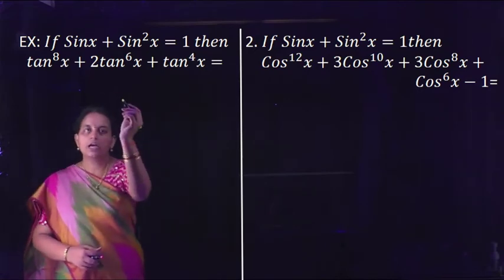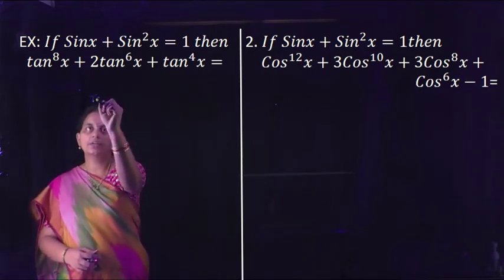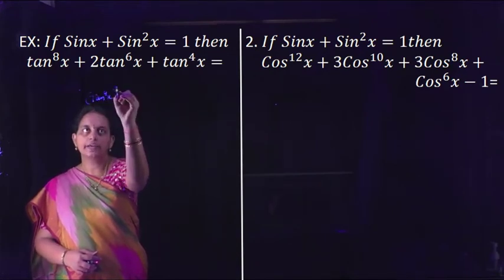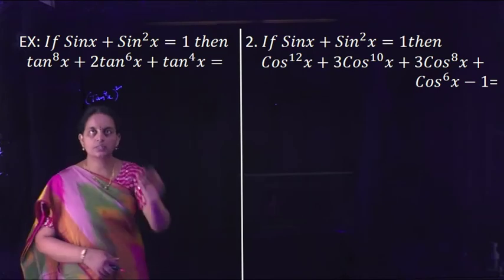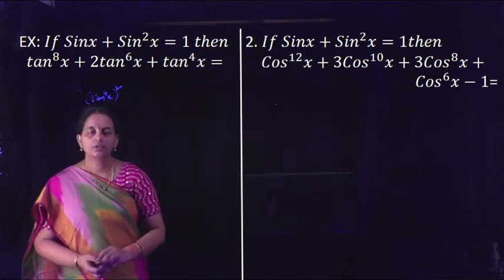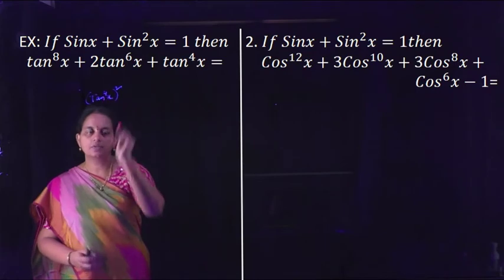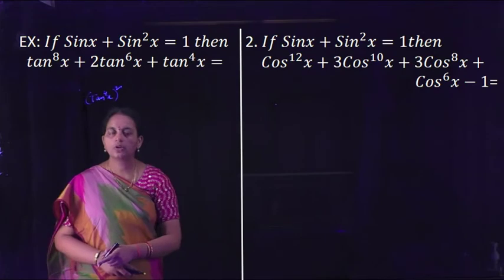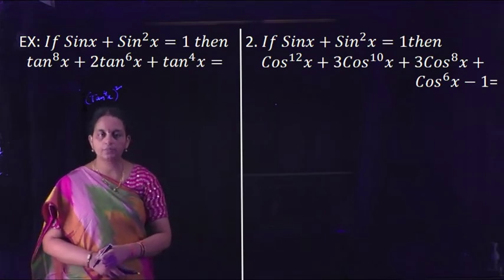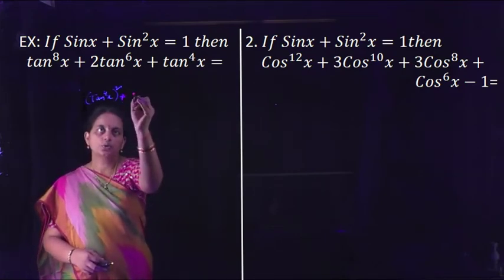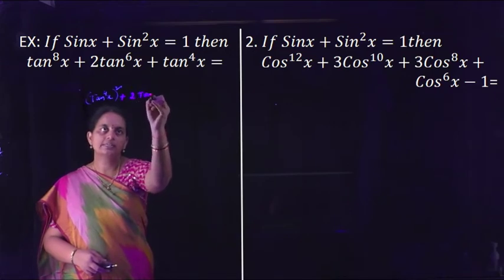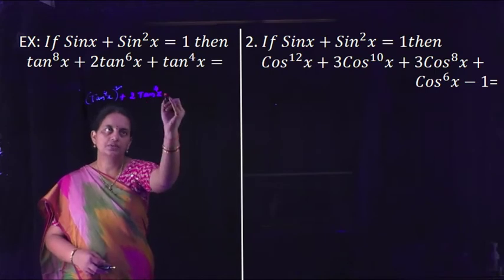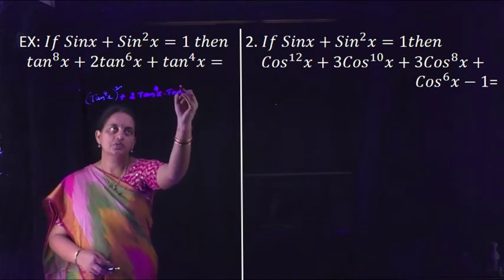Here the tan power 8x can be written as tan power 4x whole square. That means 4 2s are 8. This is in the form of a power m whole power n, that is a power mn. So tan power 4x whole square means tan power 8x. Then 2 tan power 6x can be written as 2 tan power 4x into tan square x.